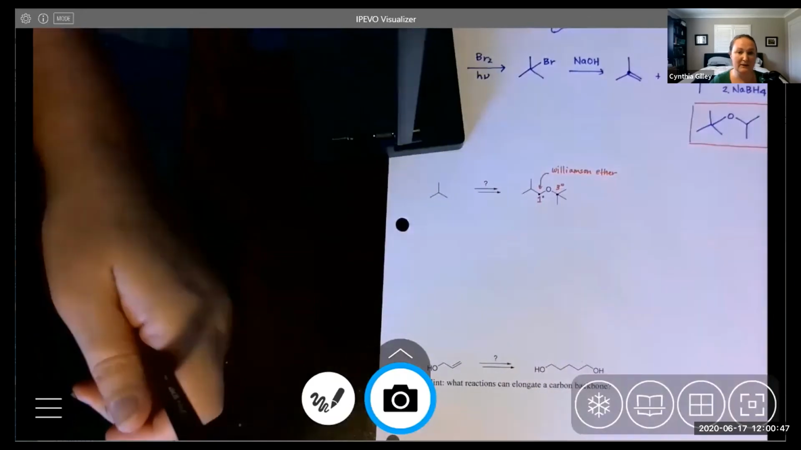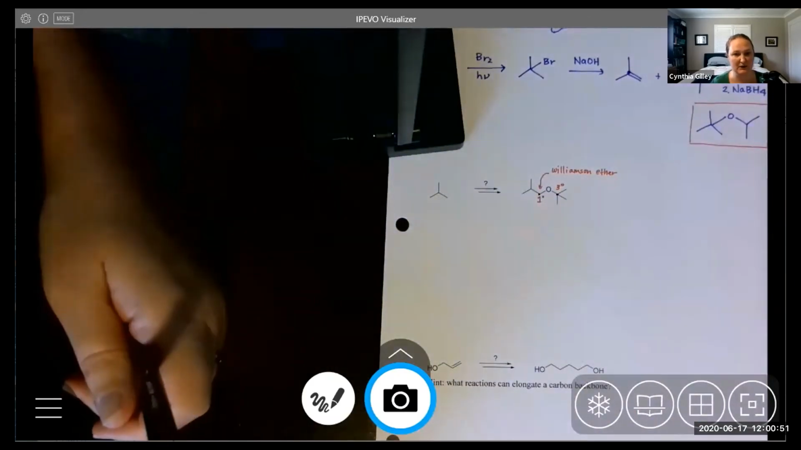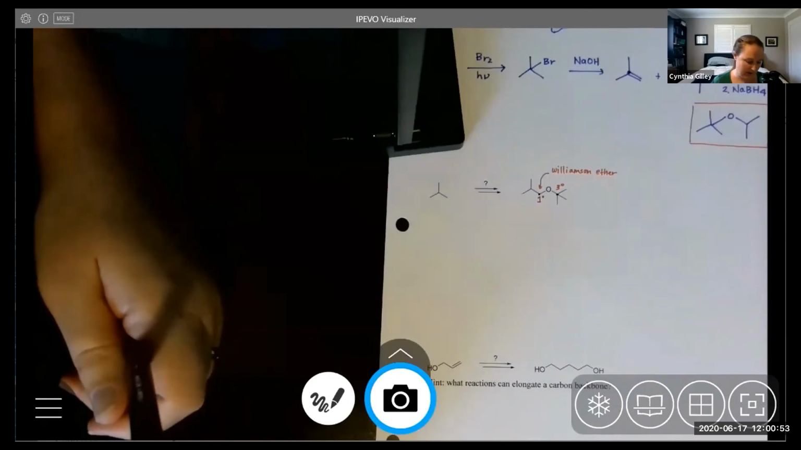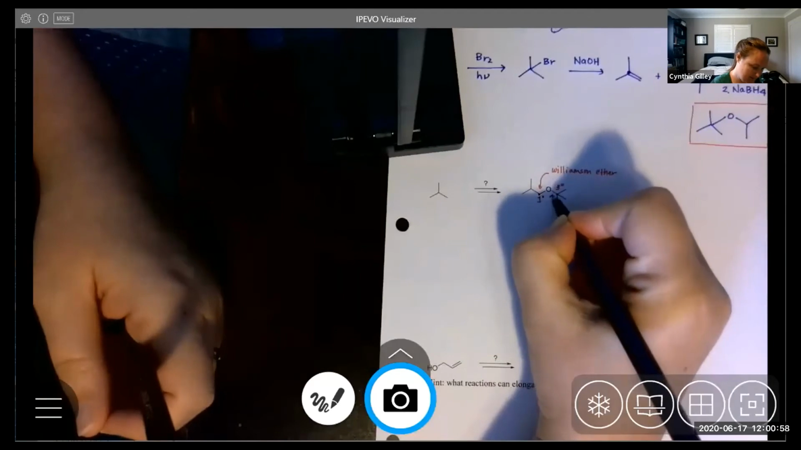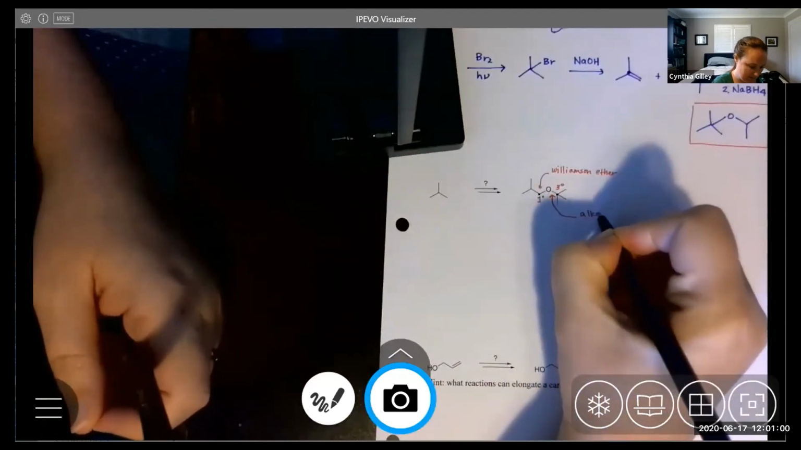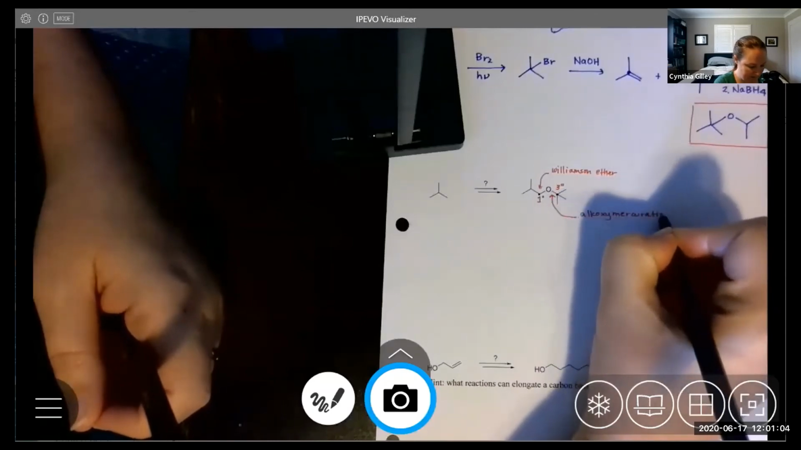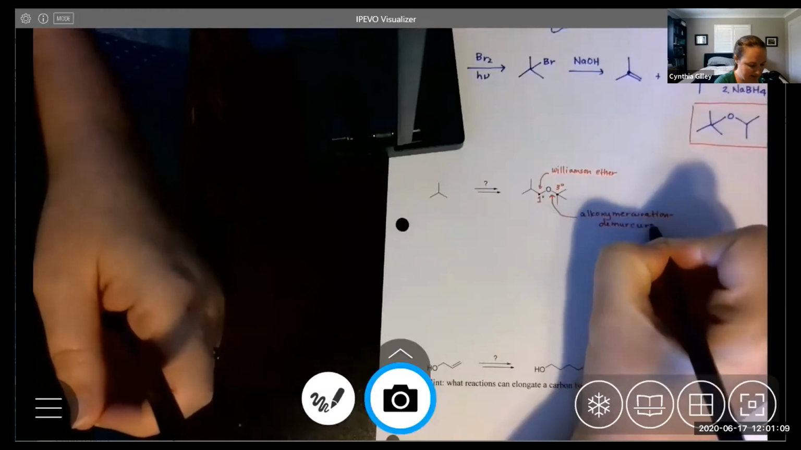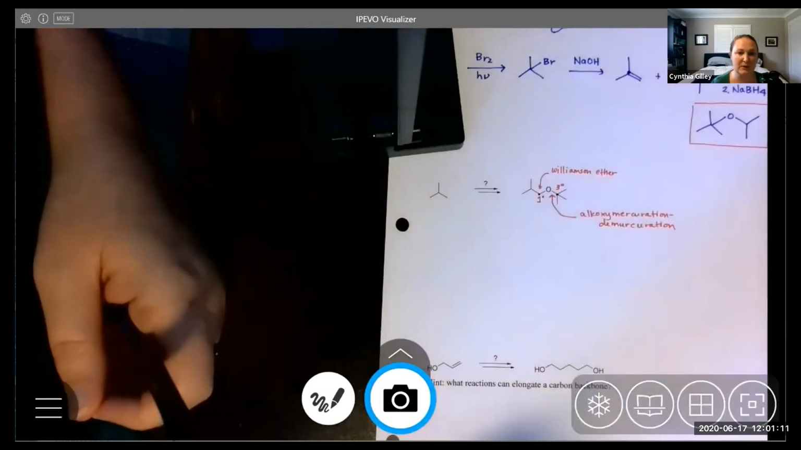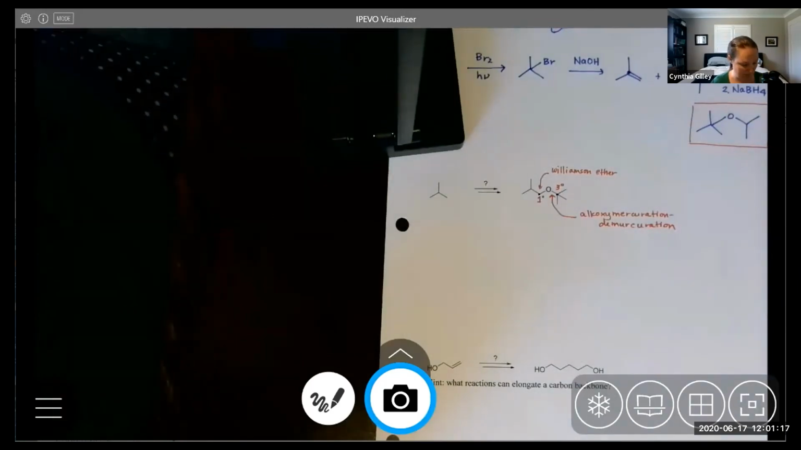To make this bond, because this is primary, you cannot use an alkoxymercuration. But if you wanted to make this bond, then you can use an alkoxymercuration because it's a tertiary carbon. So tertiary or secondary, you can use an alkoxymercuration. Primary has to be Williamson. So it depends on what you're going for.